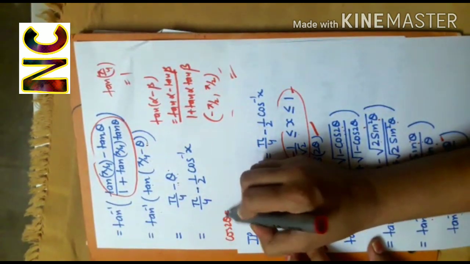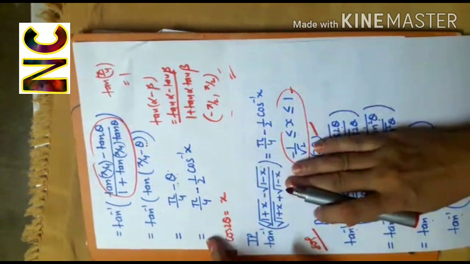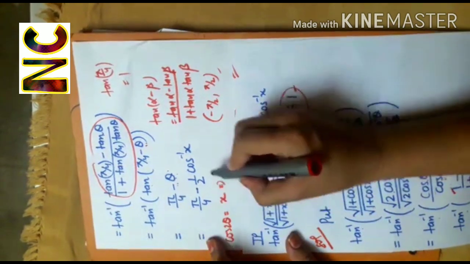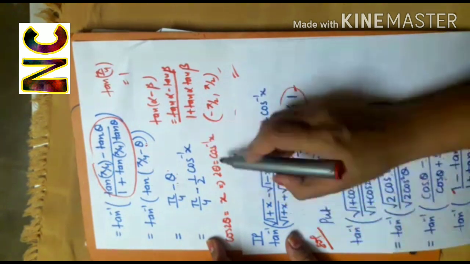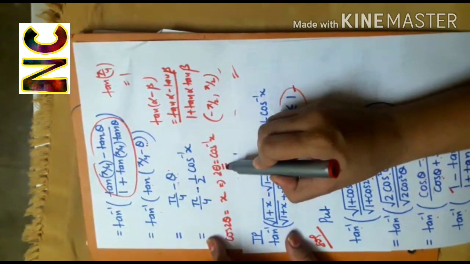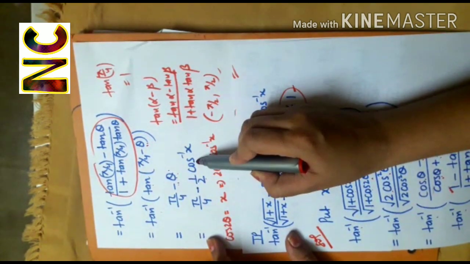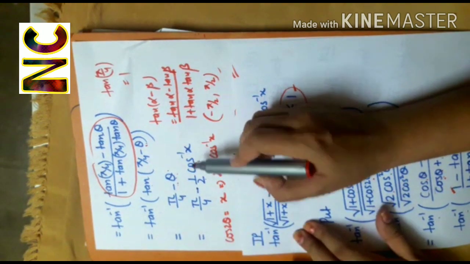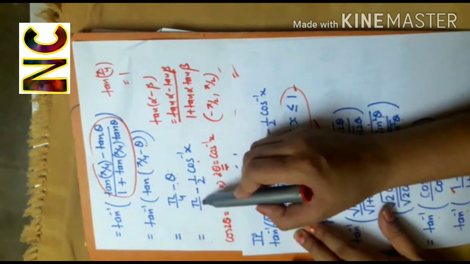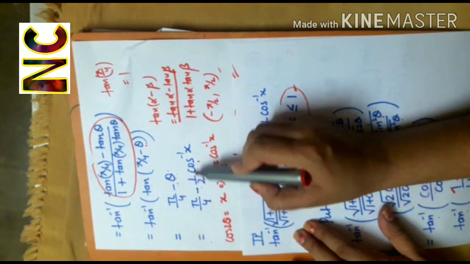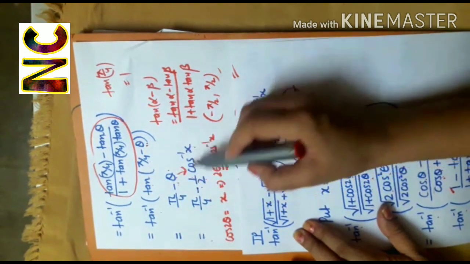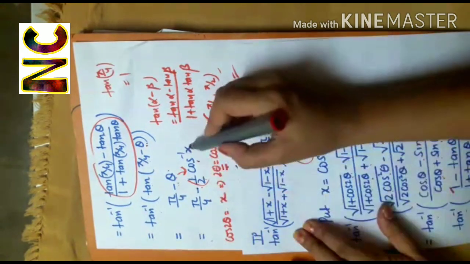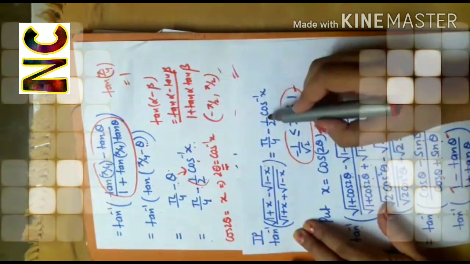Cos 2 theta was x. So this implies 2 theta is cos inverse x. So from here theta will be 1 by 2 cos inverse x. So I'll get left hand side is equal to pi by 4 minus 1 by 2 cos inverse x. This is the value of theta. So this is equal to your right hand side.